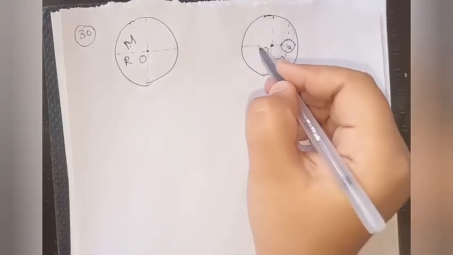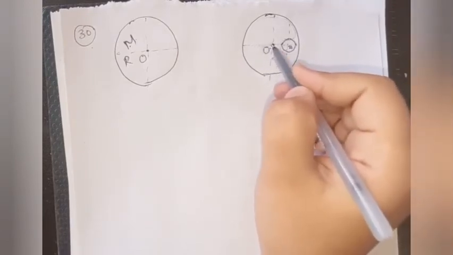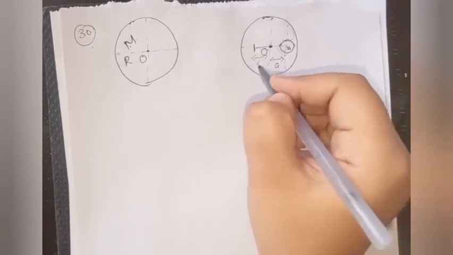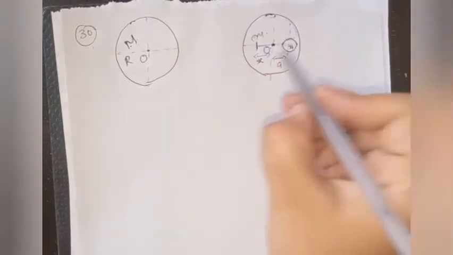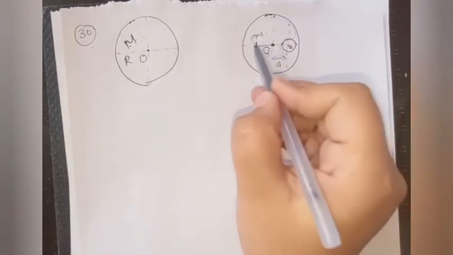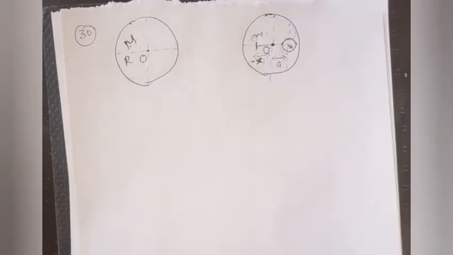Now center of mass always lies towards the larger mass, so center of mass will be shifted in this direction. Let's say it is at the distance x from O. This is our new center of mass. If this distance is taken as positive a, then this will be negative x. We want to find this minus x.